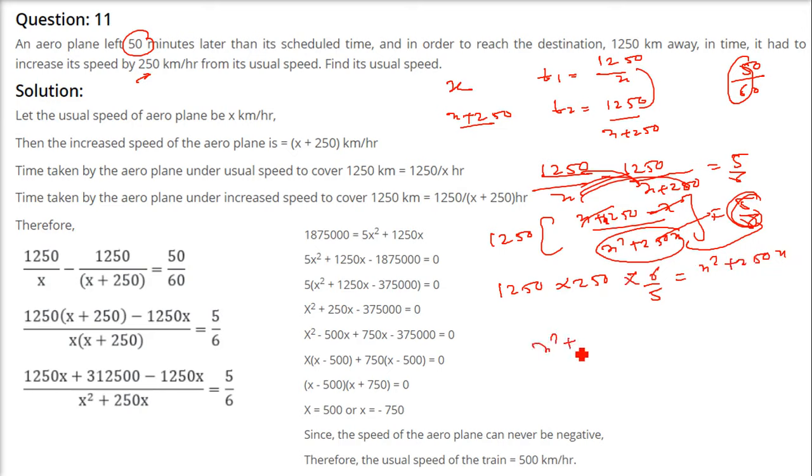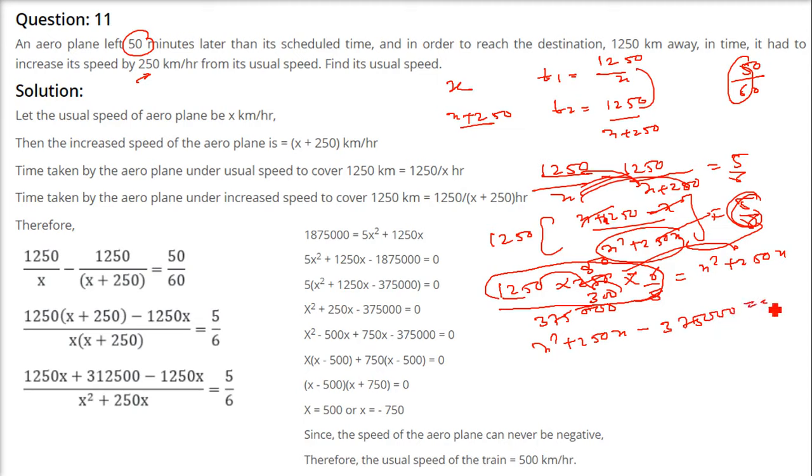Now the equation becomes x square plus 250x minus, I am taking this on this side, and this will come as 375000. If you multiply this, 5 5 is 25, 5 6 is 30, 300. So you multiply 125 by 3, this is 375, and you have 3 zeros. This will come as 375000. Now 375000 can be written as 500 into 750, right? And this will give us 250 also. So this 250x can be written as minus 500x plus 750x.